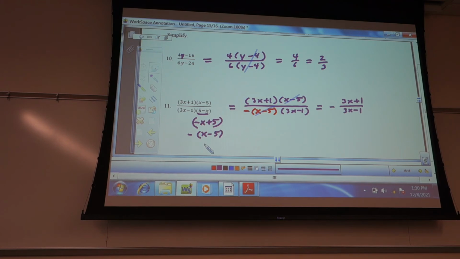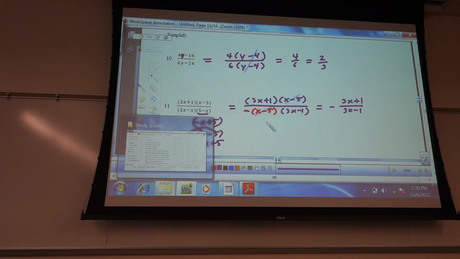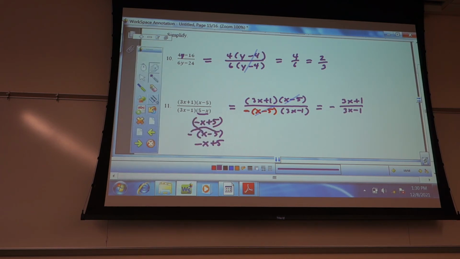Yeah. Oh, you're dividing? Or multiplying. Okay. If I were to factor it back in, if I distributed it back in, I'd get negative x plus 5, right?